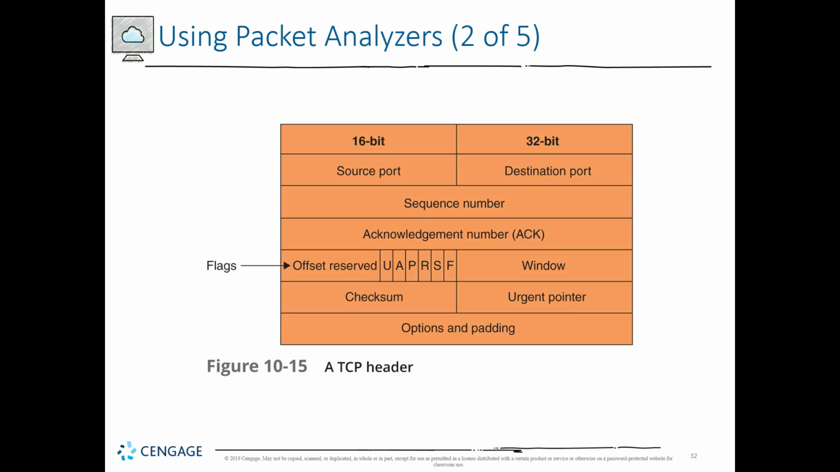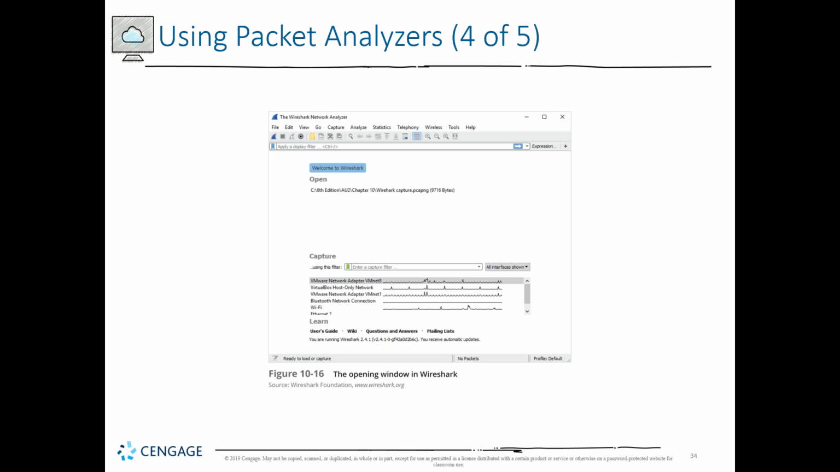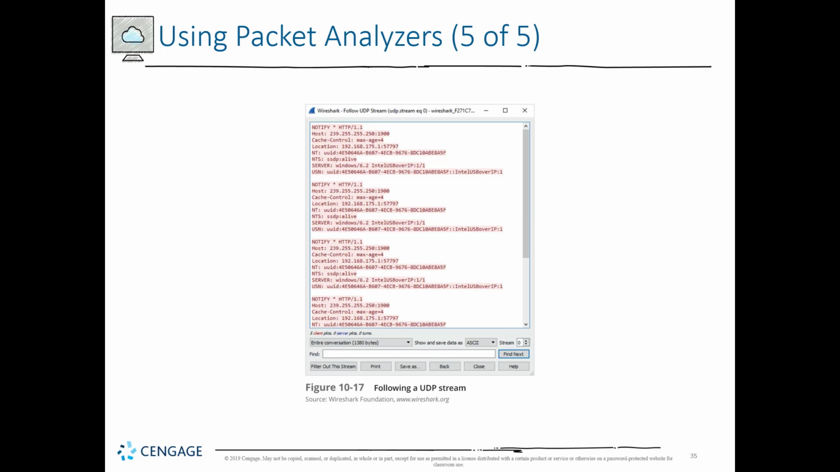Here we are looking at a TCP header, a layer 4 header, and you can analyze this using TCP dump or Wireshark. There are a bunch of tools, Wireshark being probably the most common network forensics tool out there. Here's a photo of Wireshark, and you can use this to analyze network traffic. Here's an example of a captured UDP stream that has content data flowing.